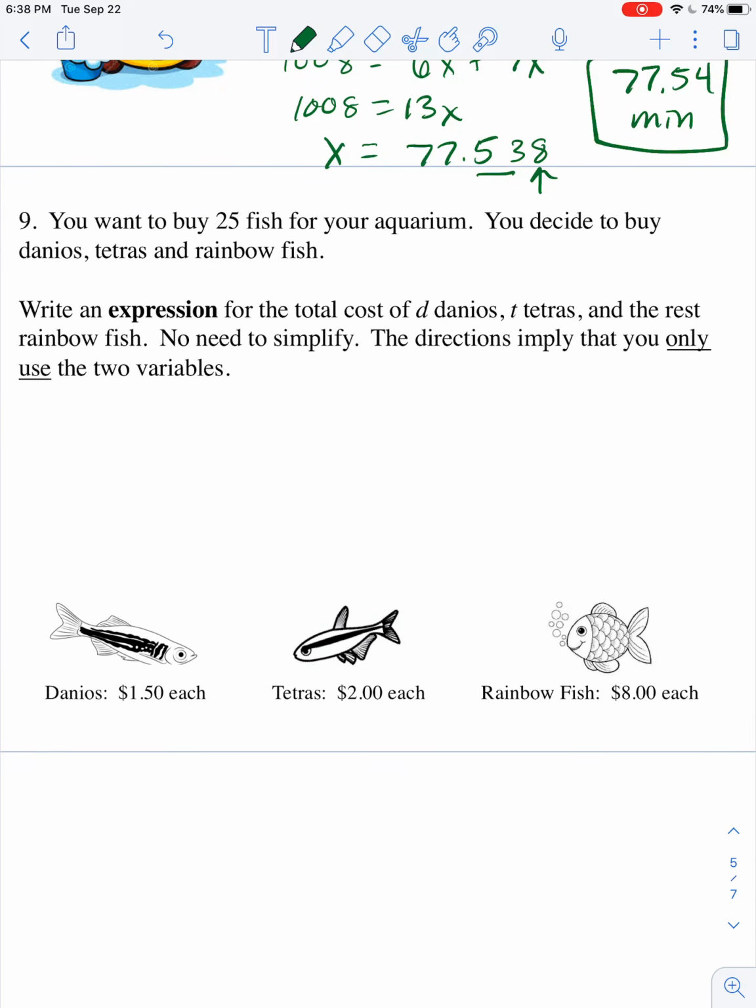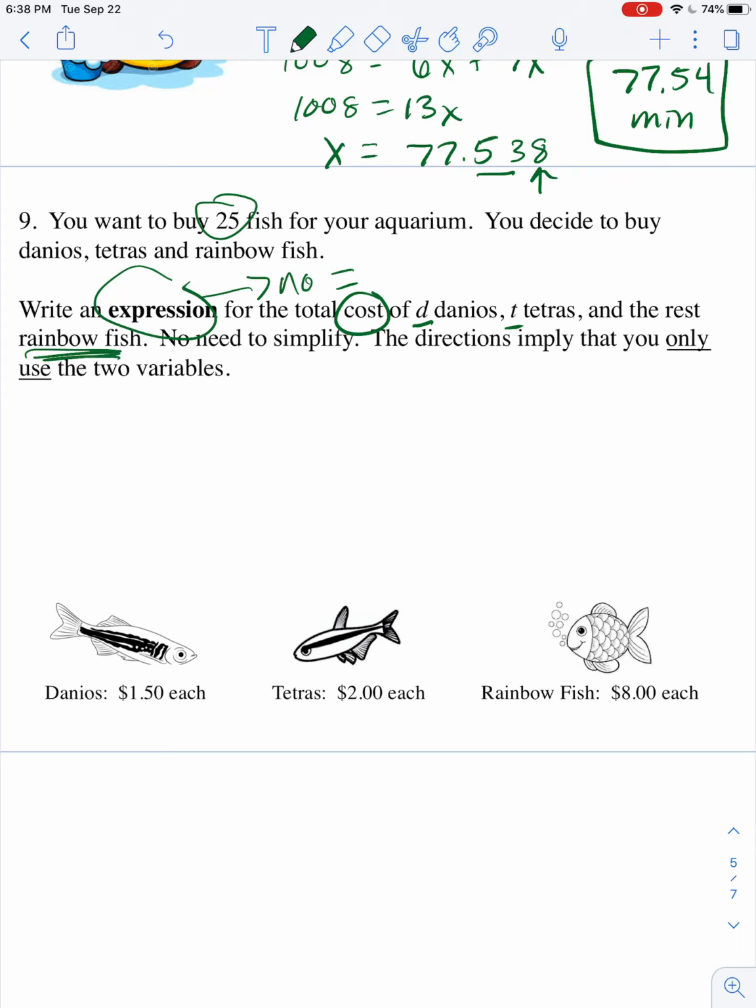All right, finale. This is called the grand fish finale. You want to buy 25 fish for your aquarium. You decide to buy, I assume that's Danios, tetras, and rainbow fish. I'm not a big fish connoisseur, so I don't know a lot about that. You're going to write an expression. Keep in mind that that means no equal sign for the total cost of D Danios, T tetras, and the rest of the rainbow fish. No need to simplify. Okay.